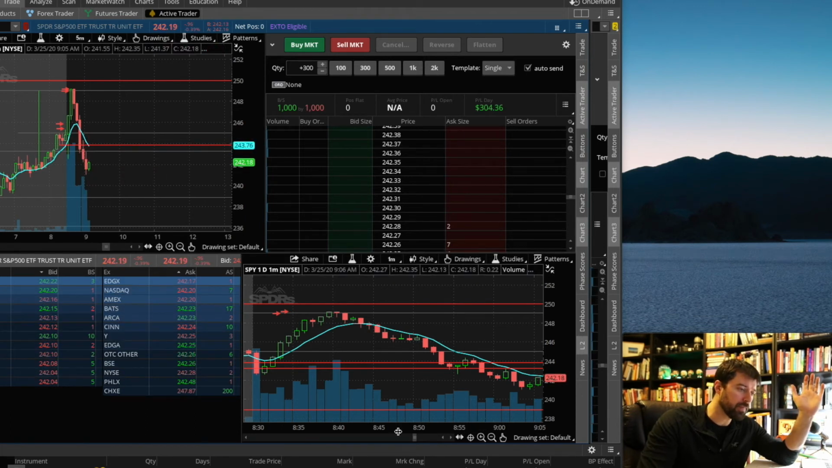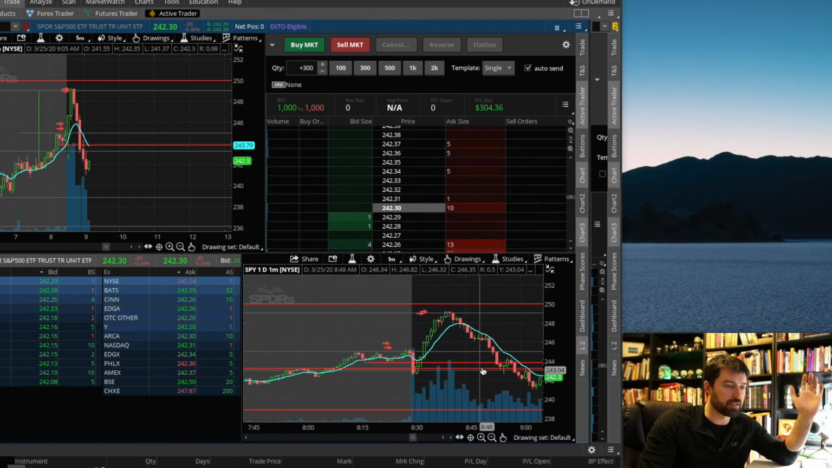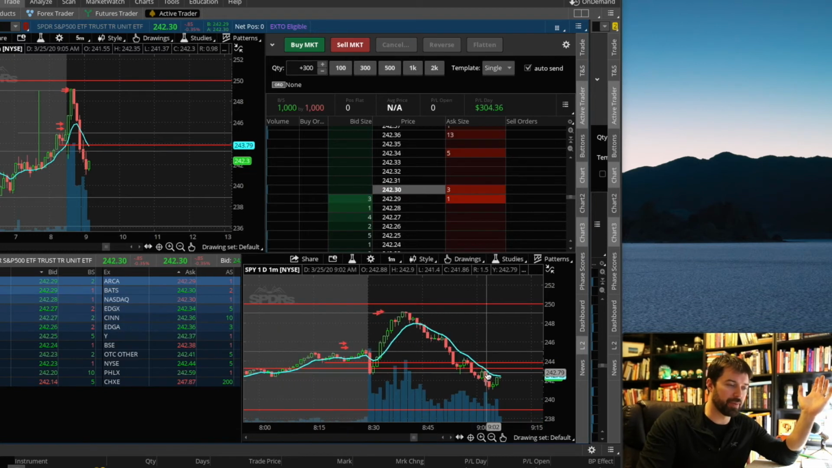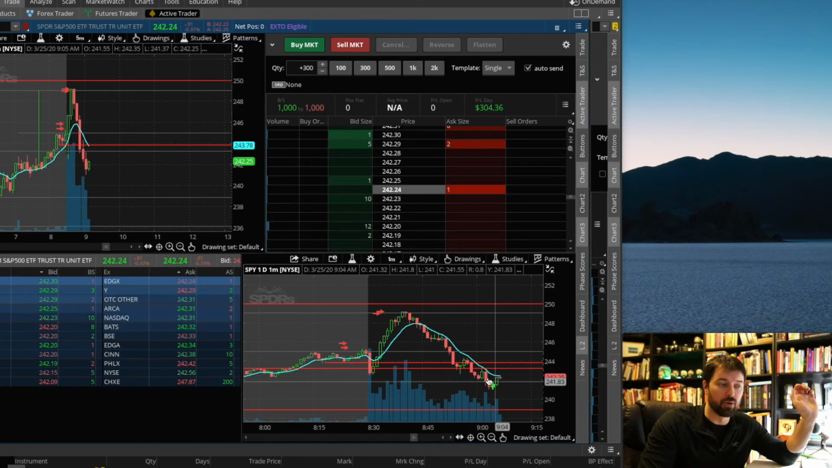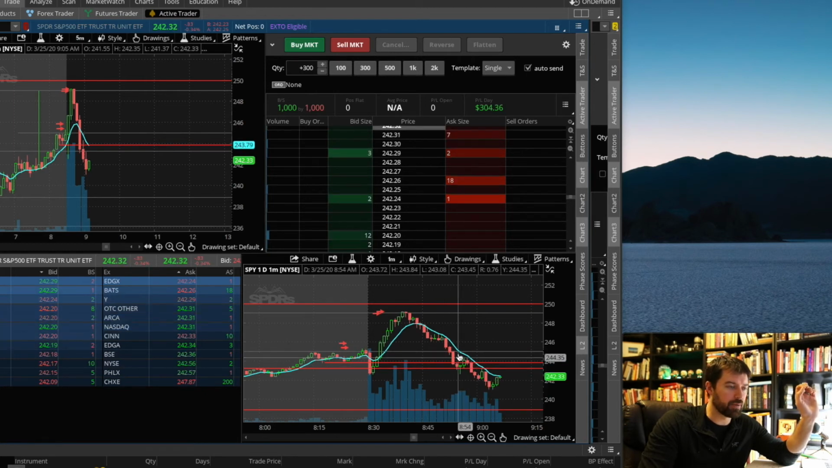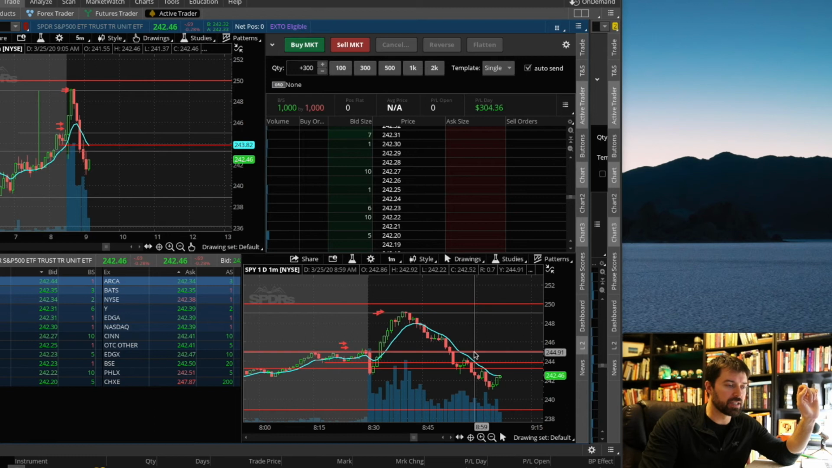So all in all, that was a great move for me, a great trade, and you can see how it's kind of staying on the bottom of this exponential moving average line the whole way down. I exited the trade. Where did I exit the trade? I don't know, I can't remember.